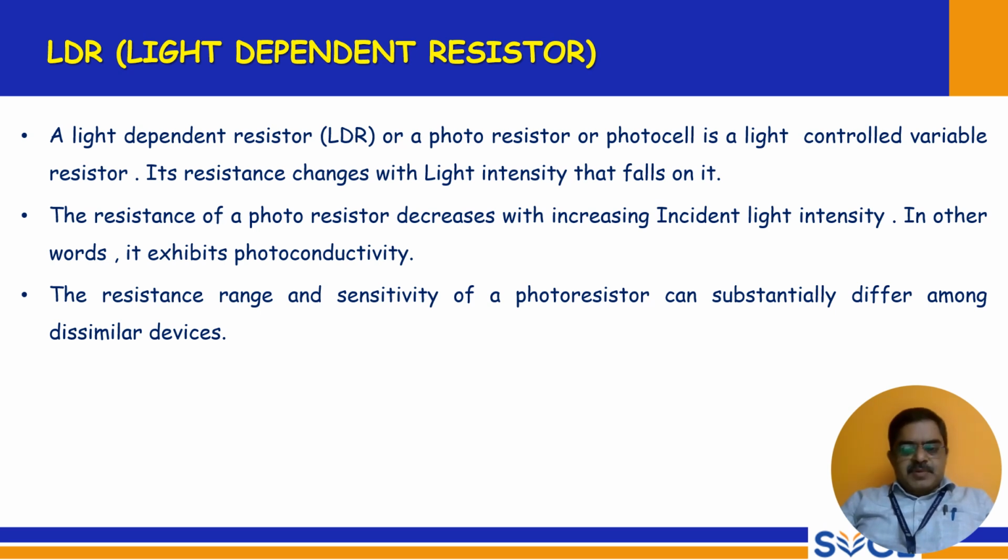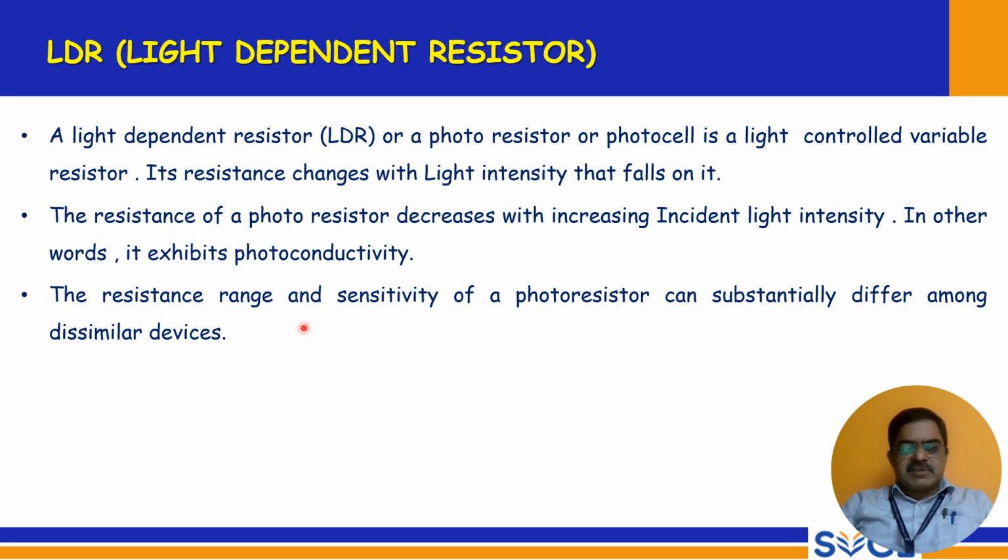It is a light dependent resistor. It is a resistance type sensor. A light dependent resistor, LDR, or a photoresistor or photocell, is a light controlled variable resistor. So the variation, that is the change in resistance, is controlled by light. Its resistance changes with the light intensity that falls on it. The resistance of a photoresistor decreases with increasing incident light intensity. In other words, it exhibits photoconductivity.